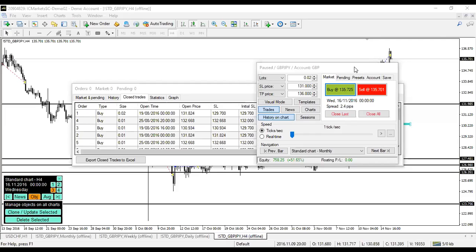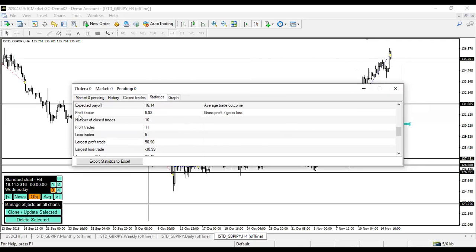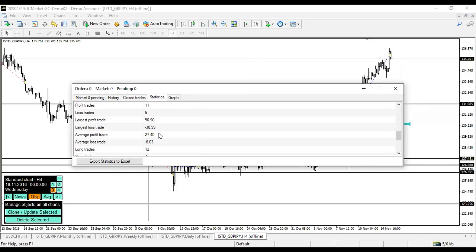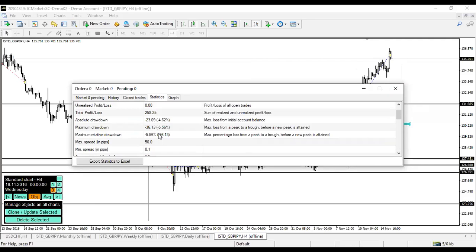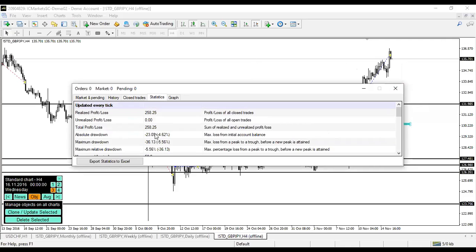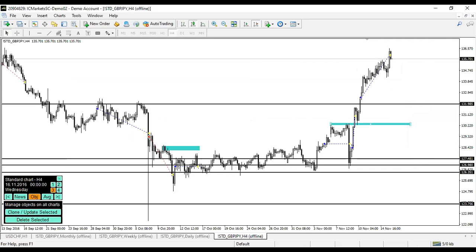Let's see the statistics. We took 16 trades, and we have 5 losses. We have 11 wins, and we got 258 pips. So, a good win, not bad.